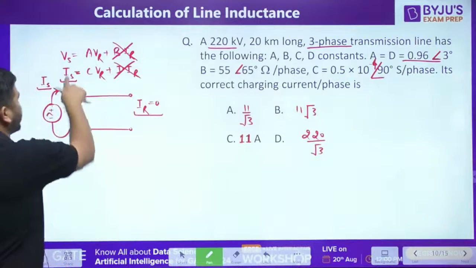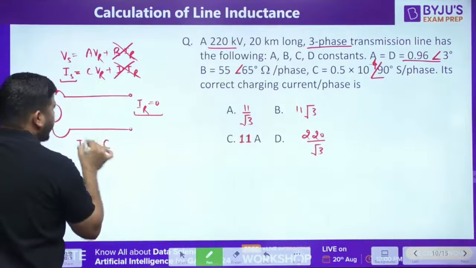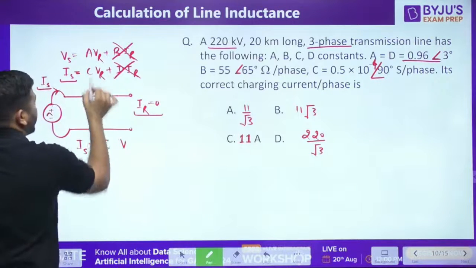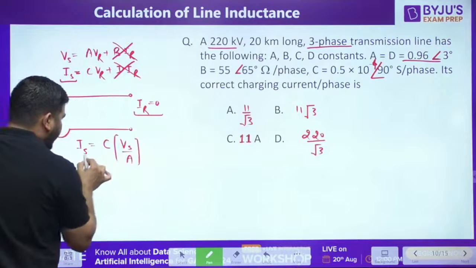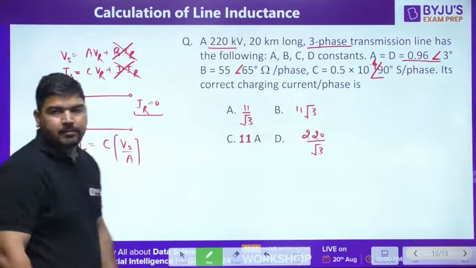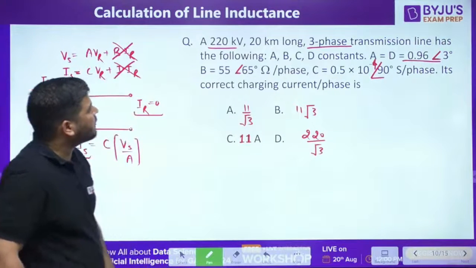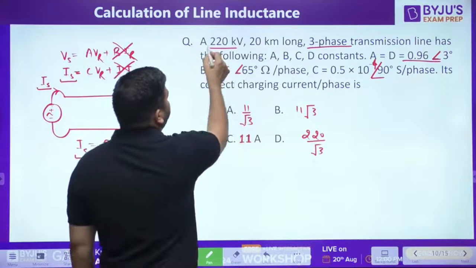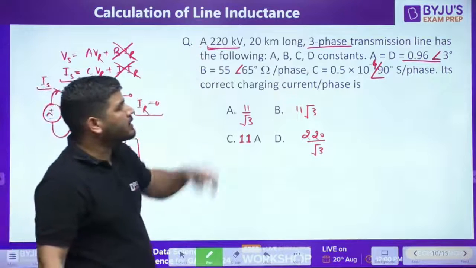Now how to calculate this IS? IS will be equal to this C into VR, and VR is Vs upon A. But remember, I need this phase current. So I need to get this voltage as phase voltage. So what is the sending end voltage? I have to take this as sending end voltage.